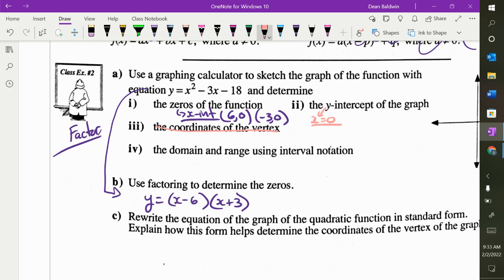The easiest way to find the y-intercept is to go to the original. You can go to the factored form if you want, but if you go to the original and put 0 in for all my x's, what am I left with? Negative 18. Whatever the constant term is, that's your y-intercept. So the y-intercept is negative 18.